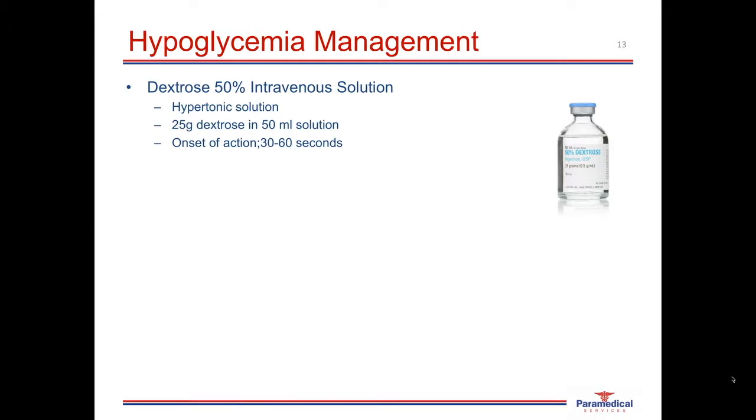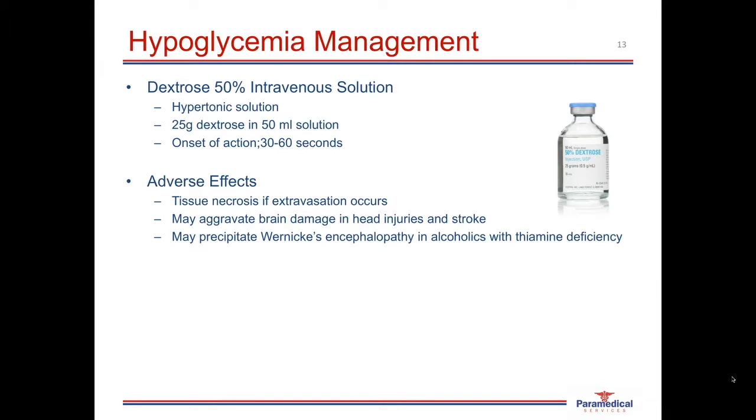Dextrose 50% is an intravenous hypotonic solution. There's 25 grams of dextrose in a 50 ml solution. It has an onset of action of 30 to 60 seconds. Adverse effects of dextrose 50% include tissue necrosis if extravasation occurs. It may aggravate brain damage in head injuries and strokes, and it may precipitate Wernicke's encephalopathy in alcoholics with thiamine deficiency.